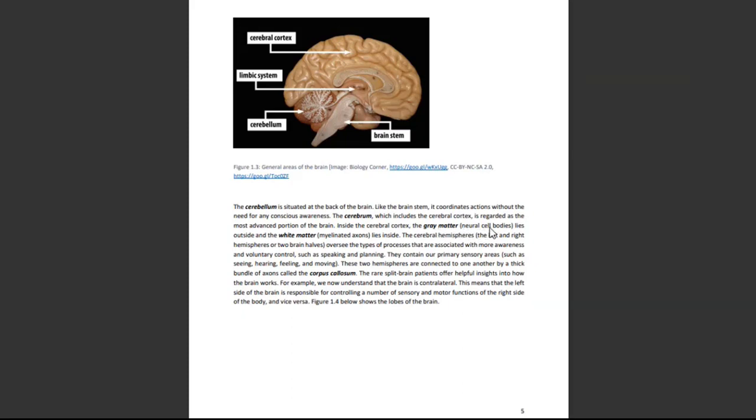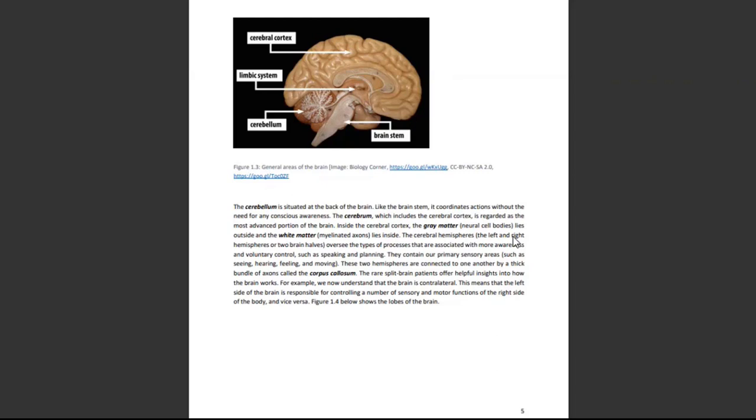So in the most advanced portion of the brain, we have cell bodies, as well as myelinated axons. The cell bodies are gray, whereas the myelinated axons, which are inside, are white. Then you need to know that your brain is divided into two hemispheres. We have the left hemisphere and the right hemisphere.